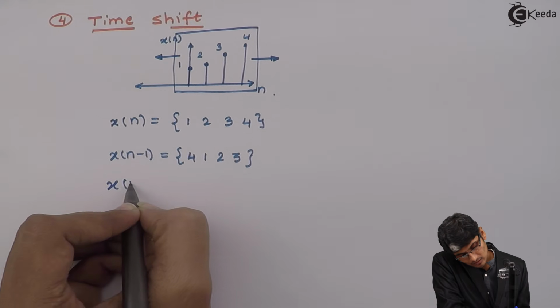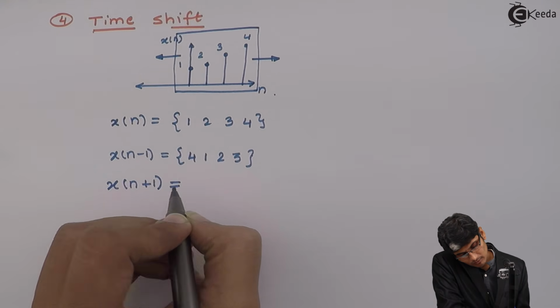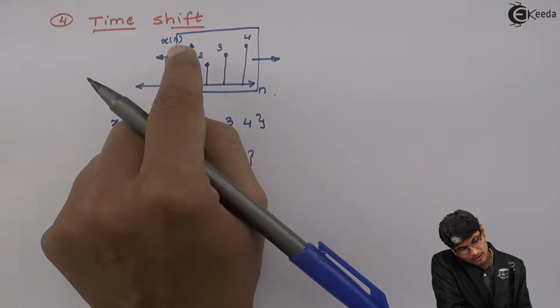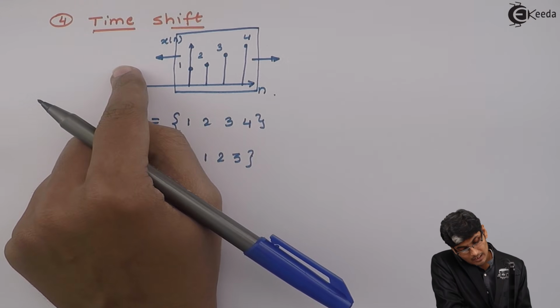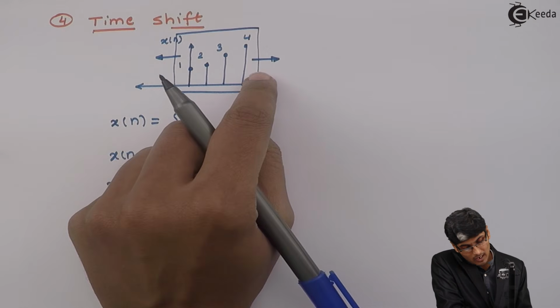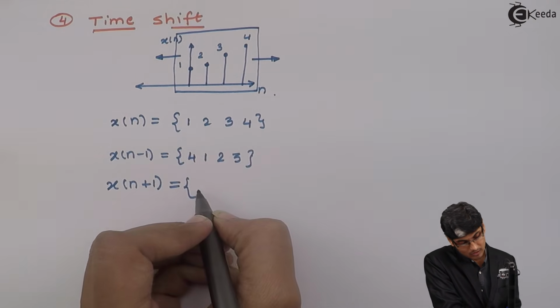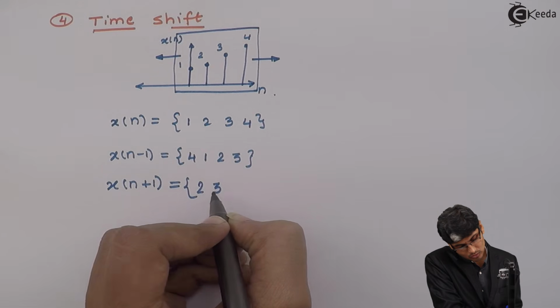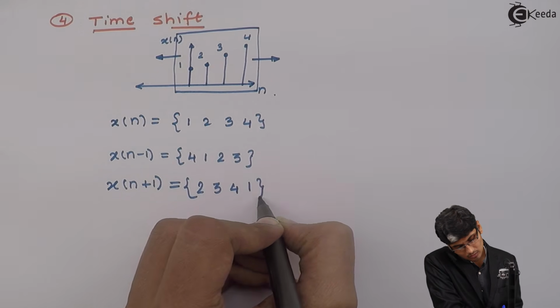If I advance the signal by one value, then I am going to shift the signal to this side. That time 1 will be dumped out of the window and the new 1 will come from this side. So I will get 2, 3, 4 and 1.